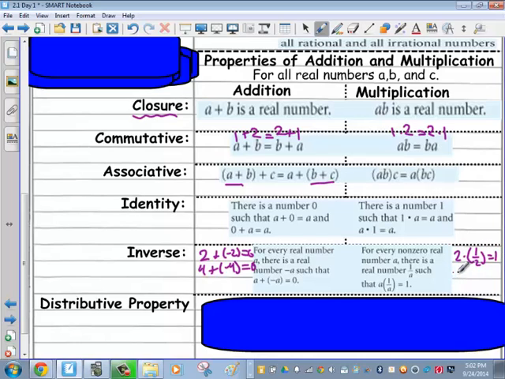Let's try it with 3. If you take 3 and you multiply it by 1 over 3, you get 1. So what is 1/3 of 3? Yeah, 1/3 of 3 is 1 because the 3s cancel out, leaving you with the 1. So that's what this property is talking about.